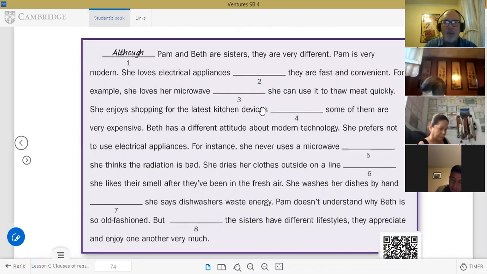Now, number four. If you already have the answer on your paper, give somebody else a chance to answer, okay? Because I know some of you have done this exercise before, so give everybody a chance here. It says she enjoys shopping for the latest kitchen devices. Some of them are very expensive. Although they are very expensive, because it's a fact and a surprise.